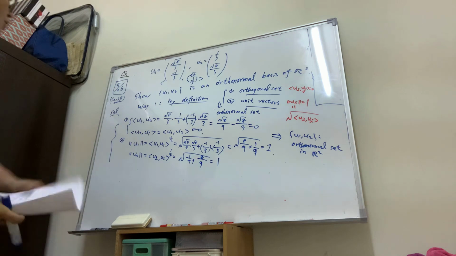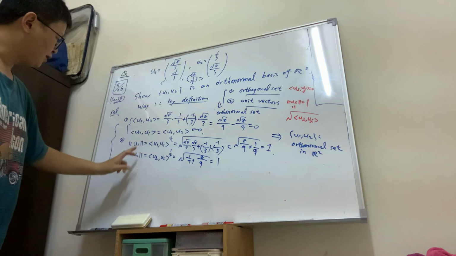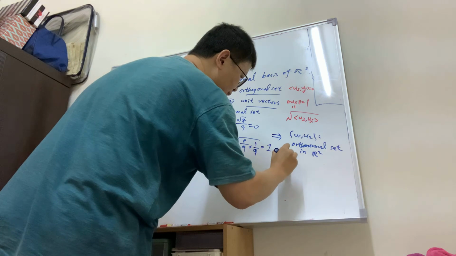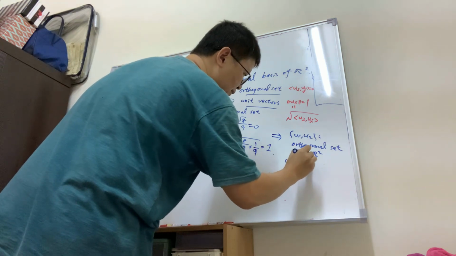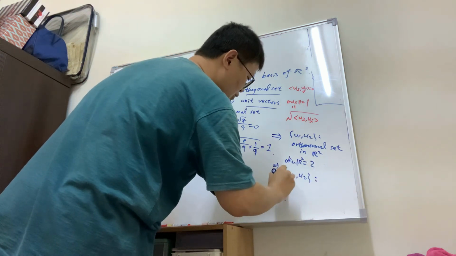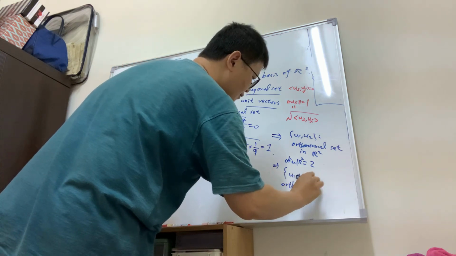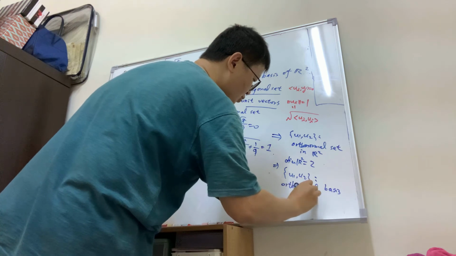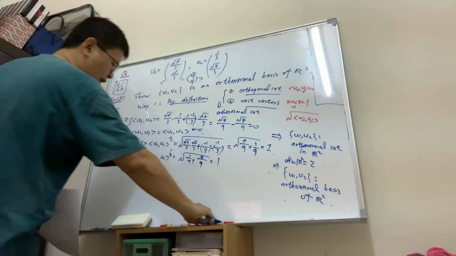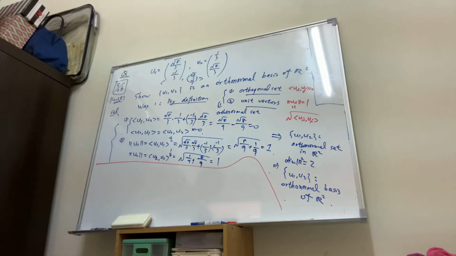Because the inner product of U1 and U2 equals 0, they are orthogonal, and they are unit vectors, so they are orthonormal. And R2's dimension is 2, and we have two vectors. So U1, U2 are automatically an orthonormal basis of R2. Then we are done. So it's the first way to solve it.